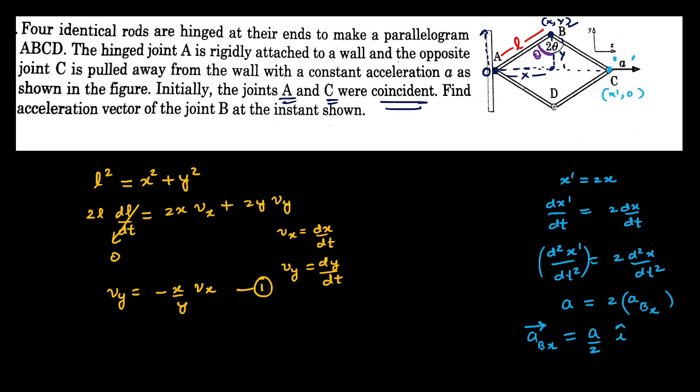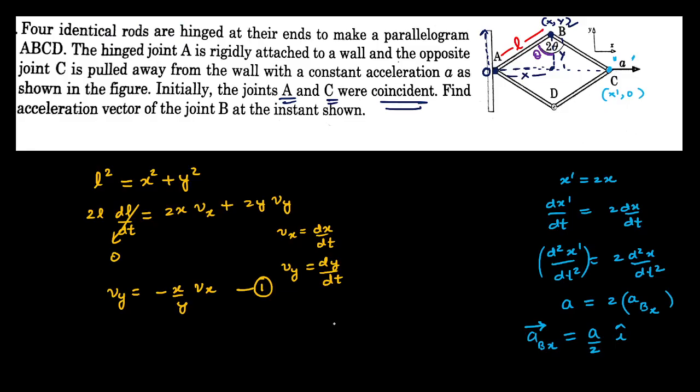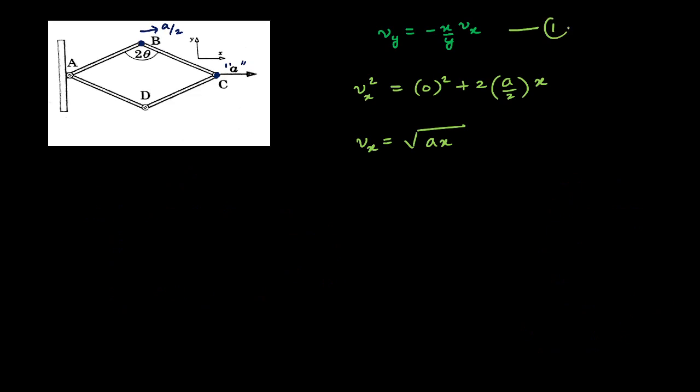As it is undergoing constant acceleration towards the right hand side, we can use kinematical equations now, and we can write here v along the x-axis, vx at any instant, is equal to the initial velocity along the x direction, which was 0 because A and C were coincident, squared, plus 2 times the acceleration along the x direction, which is a by 2, and x is the distance covered by the point B towards the right hand side. So we can easily observe that Vx is going to be root of a times x. So using equation 1, which we are writing here, this is equation 1.